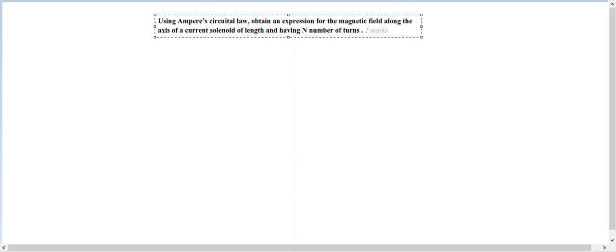So let's read a question which is telling us to use Ampere's circuital law and obtain an expression for the magnetic field along the axis of a current-carrying solenoid of length L and having n number of turns. A solenoid consists of an insulating long wire closely wound in the form of a helix. Its length is very large as compared to its diameter.